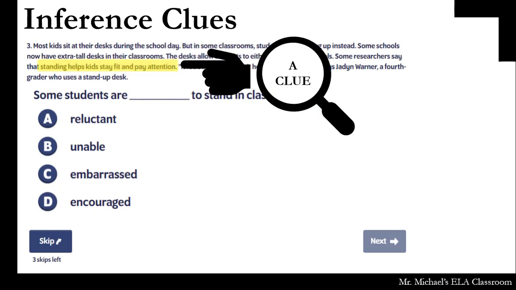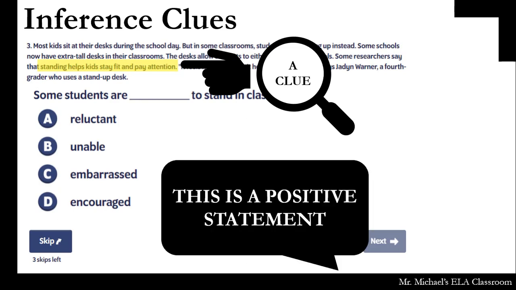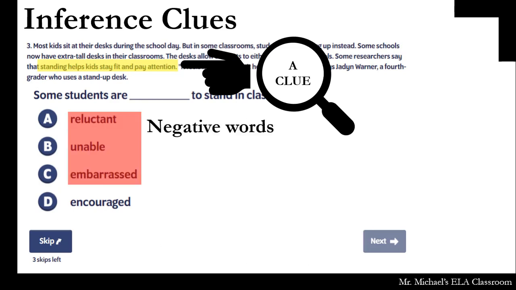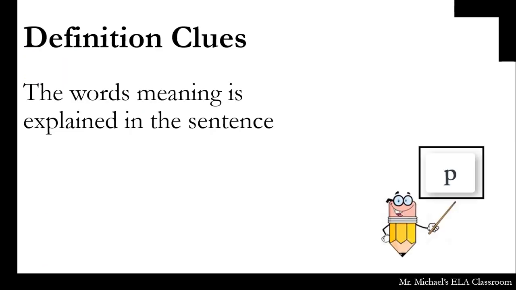So if we look at that, that's the clue right there. Standing helps kids stay fit and pay attention. Well, that's a positive statement. These are all negative words: reluctant, unable, embarrassed. These are negative. So the one positive word is likely the answer, which it happens to be. Now, you'll also notice an example in this one by the little boy, Jaden Warner. But I haven't gone through that yet, so I'm not going to look at it too much.